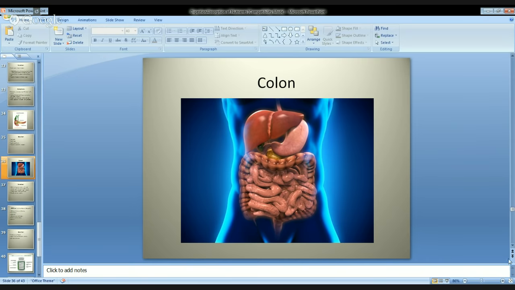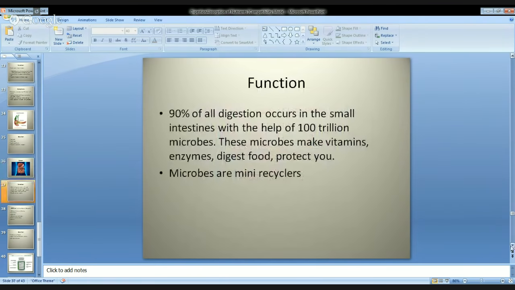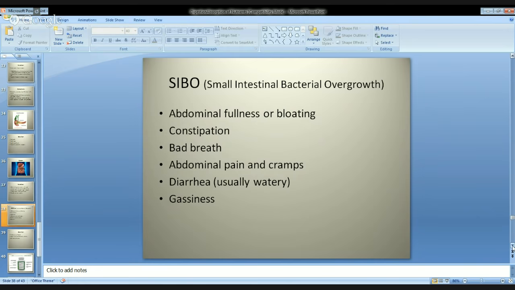Okay, so let's see here. Function: 90% of all the digestion, I just talked about that. The microbes are mini recyclers, they're garbage disposals. When you don't have enough microbes and you're deficient in the bacteria, you get unfriendly bacteria that grows too much.